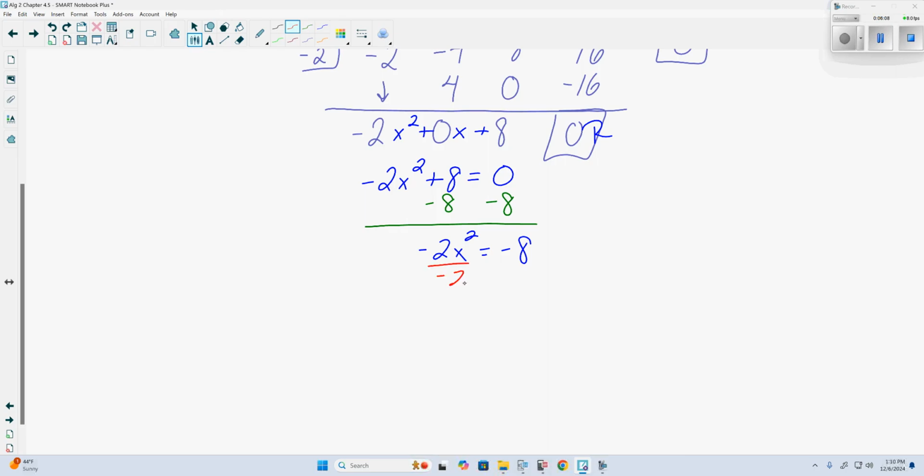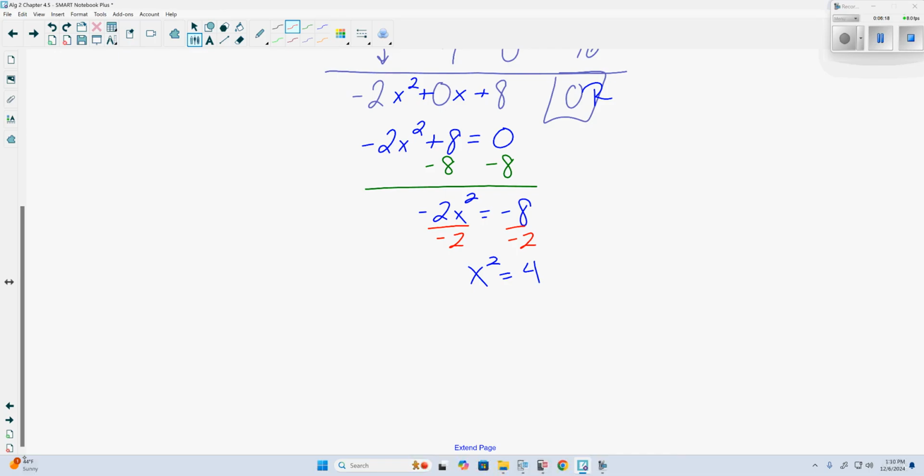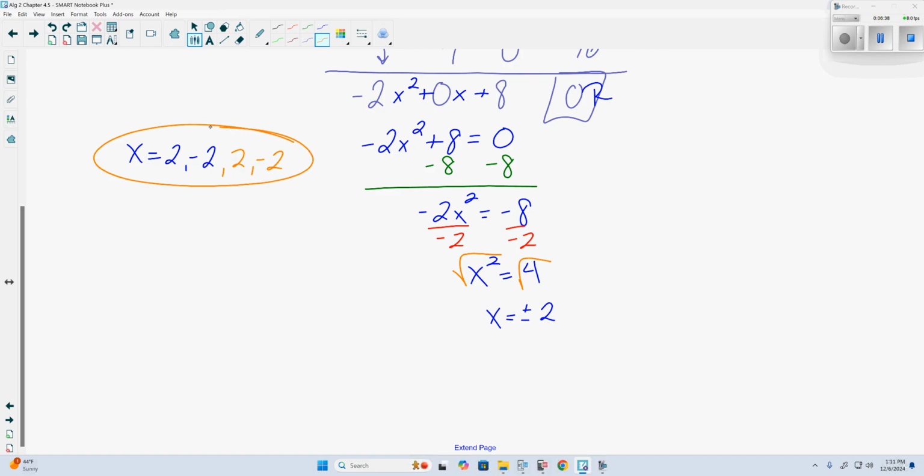At this point here, we can divide both sides by negative 2, telling us x squared is equal to 4. And last but not least, we take the square root of both sides, telling us x is equal to plus or minus 2. So we already had that x is equal to 2 and negative 2. But this is also telling us that x is equal to 2 and negative 2. We have two solutions at 2 and negative 2 that repeat how many times?